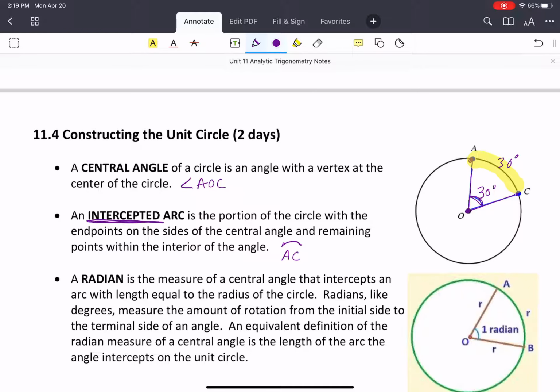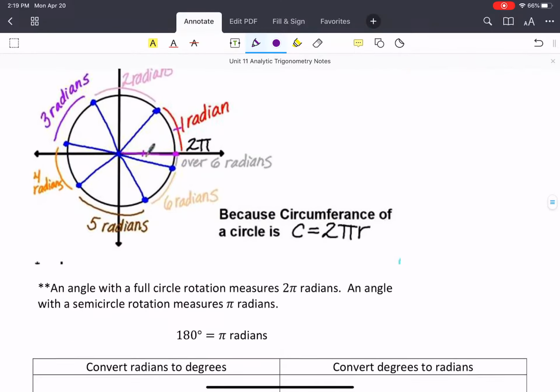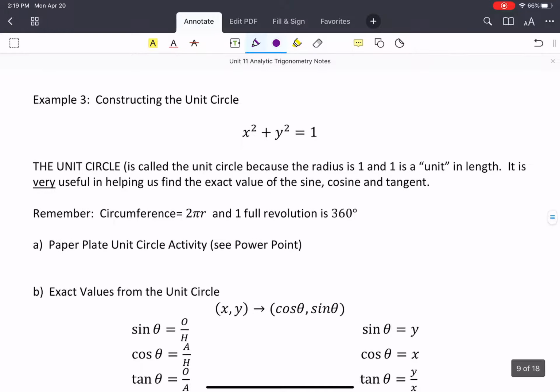Now we're actually going to skip a little bit. This stuff about radians we'll do next time in our next lesson. Let's come down here to example 3, constructing the unit circle. This is what we're going to focus on today.